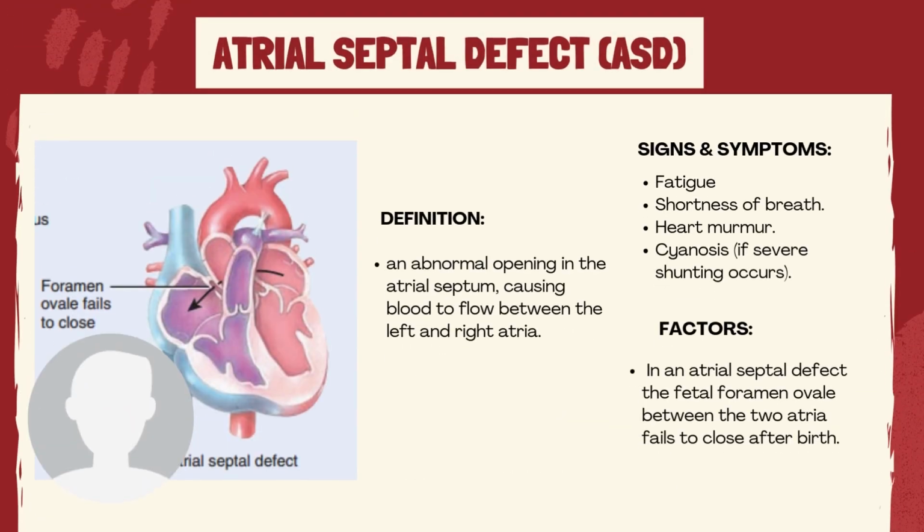The second example is atrial septal defect, which is ASD. ASD is an abnormal opening in the atrial septum, causing the blood to flow between the left and right atria. The signs and symptoms are fatigue, shortness of breath, heart murmur, and cyanosis, just like the VSD symptoms. The cause of ASD is that in an atrial septal defect, the foramen ovale remains open.